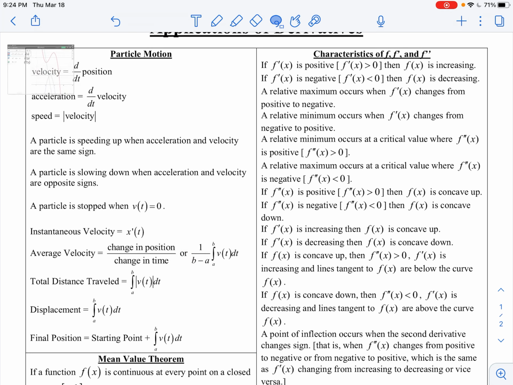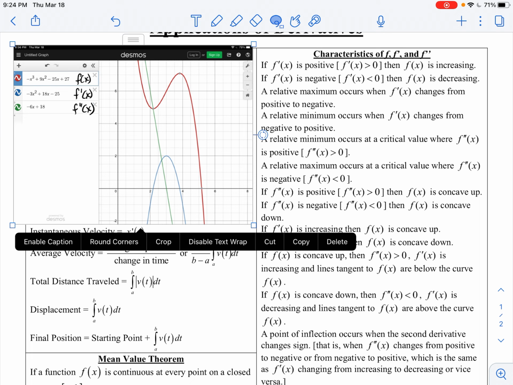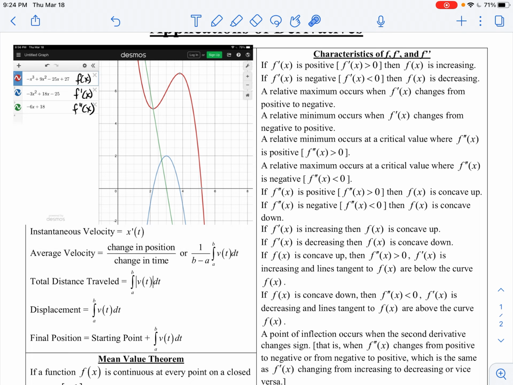Right here, I've got three functions. I've got this first one in red. This is my position function, my f of x function. It's this cubic function here. Of course, the derivative of a cubic is a quadratic. So I found the derivative of that cubic, and here in blue is the quadratic.